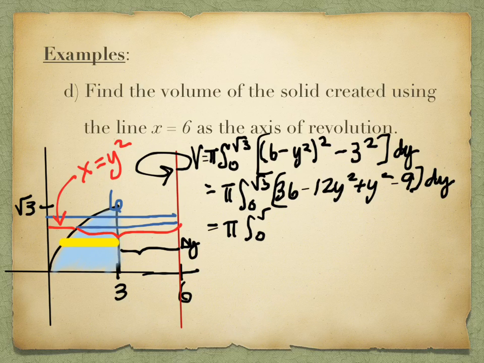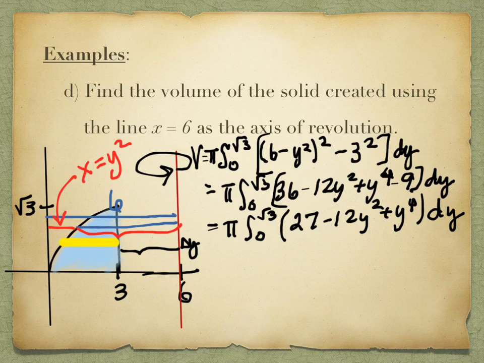So 0 to square root of 3. I don't know how I wrote it, but I have 36 minus 9, which is what? 27. And then minus my 12y squared plus my y to the 4th. It doesn't look like a 4. Try that again. What's next?